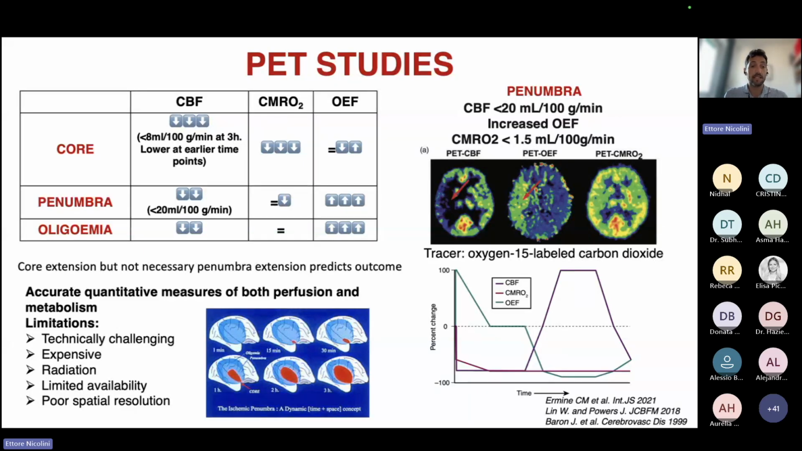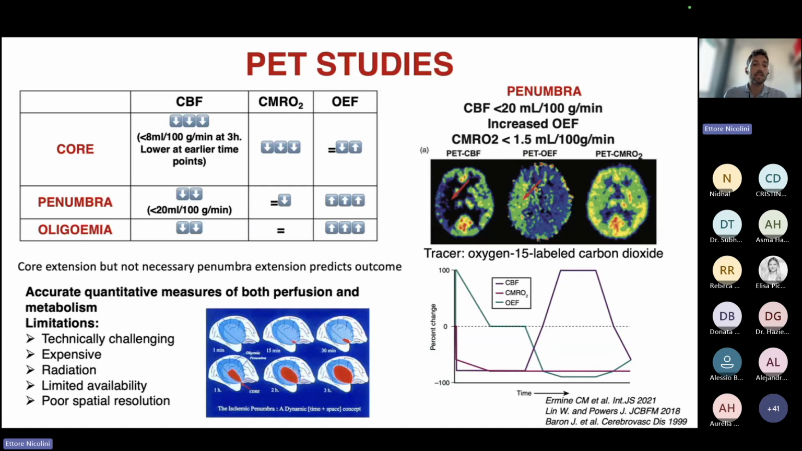the PET studies. Furthermore, we can also distinguish a penumbra from oligoemia thanks to the CMRO₂, which is quite stable during oligoemia. But PET studies are not really feasible in clinical practice because they are technically challenging, expensive.